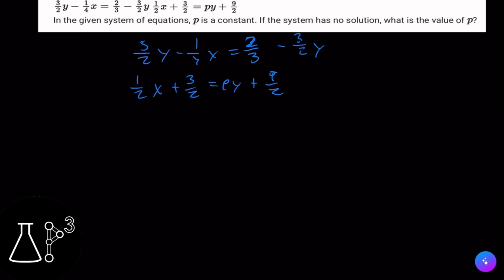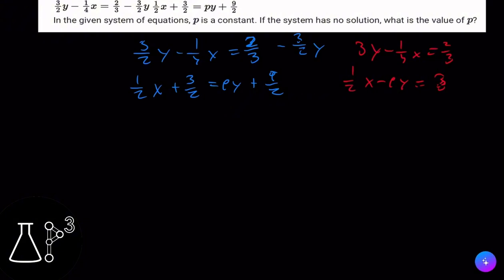If we do that on the top equation, I am going to get 6 divided by 2, or 3y, minus 1 divided by 4x equals 2 divided by 3. And then for my second equation, if I move the py to the left side and the 3 divided by 2 to the right side, I am going to get 1/2 x minus py equals 6 divided by 2, or 3.